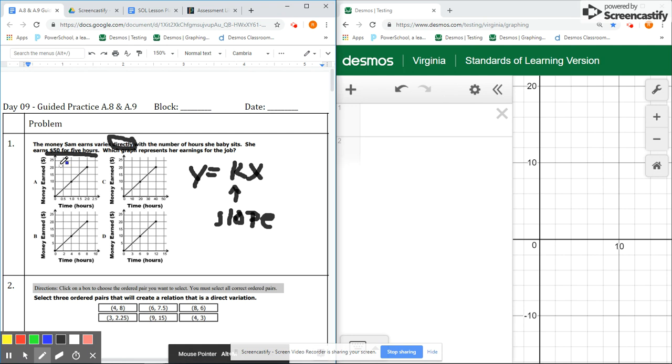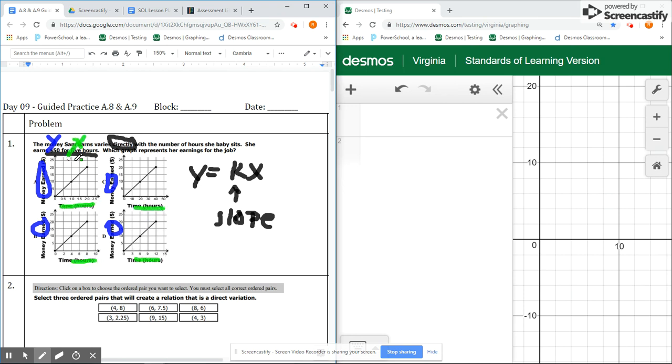Okay, notice that the $50 would be the money earned for each of these. That's the y, so 50 is the y. And then the hours is x here, so 5 would be the x. If we try to find the slope, remember slope is y over x, so 50 over 5 equals 10. Our slope for Sam is equal to 10. So our answer is whichever graph has a slope of 10.